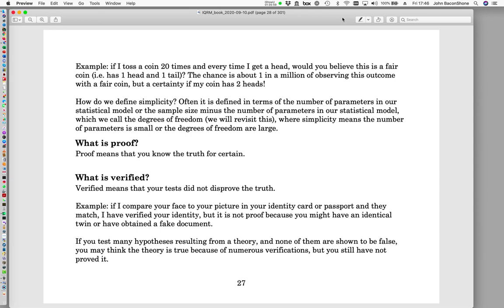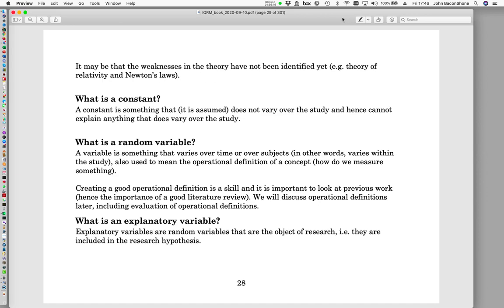So if you test many hypotheses resulting from a theory and none of them are shown to be false, you may think the theory is true because of numerous verifications, but you have not proven it. You have verified it. It could be that the weaknesses in the theory have not been identified yet. Again, we come back to Newton's laws and the theory of relativity.